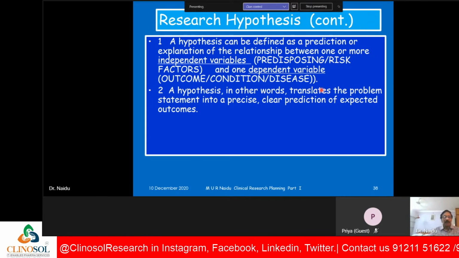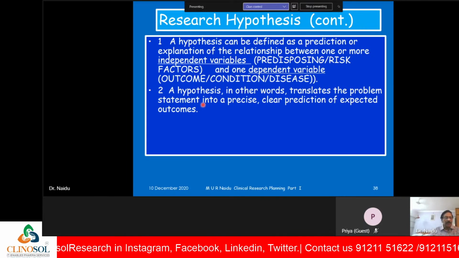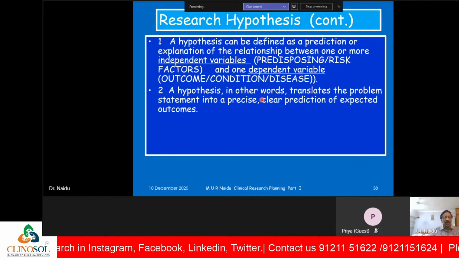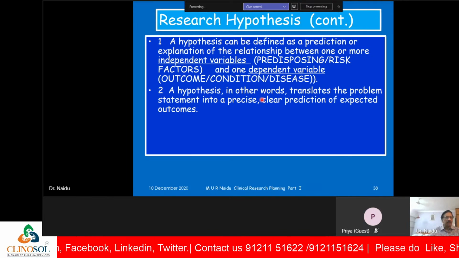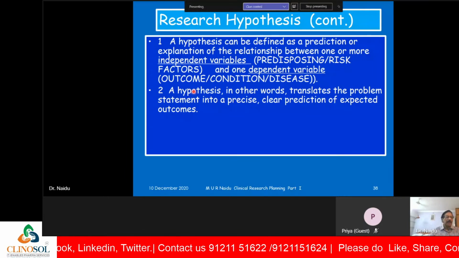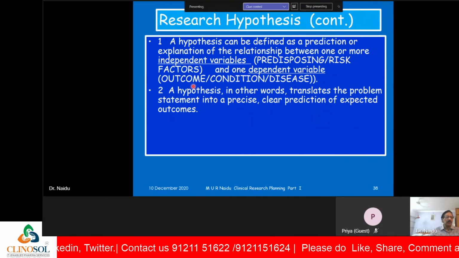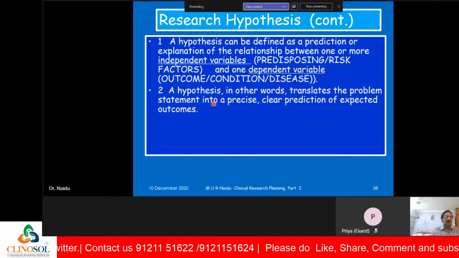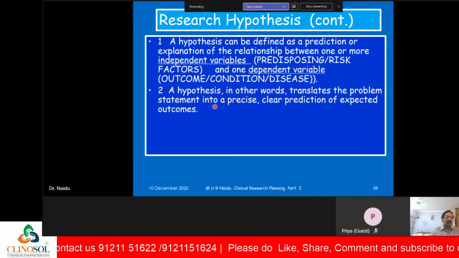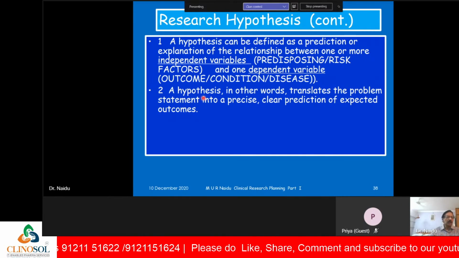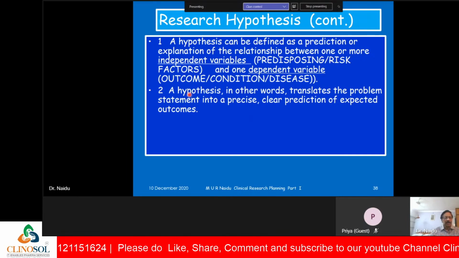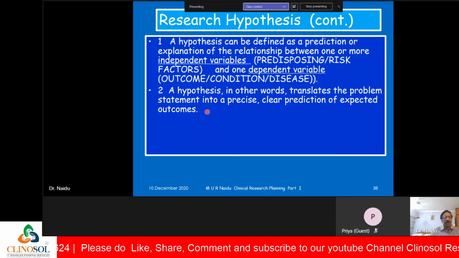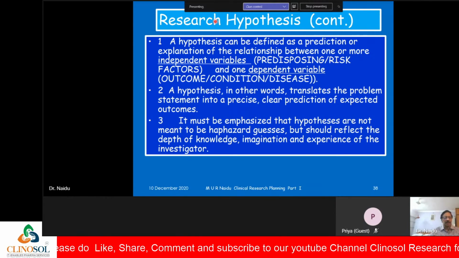A hypothesis, in other words, translates the problem statement into a precise prediction and expected outcome. I told you my hypothesis that pancreatic cancer is more because of the use of tuna fish, and now I am analyzing whether the people who are not using tuna fish have got less pancreatic cancer. So something like that I will proceed with in the research hypothesis.